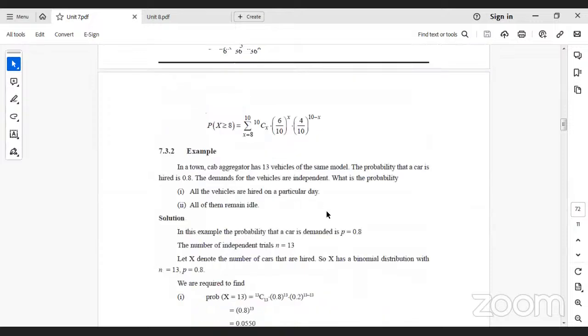Another example. In a town, a cab aggregator has 13 vehicles of the same model. The probability that a car is hired is 0.8. The demands for the vehicles are independent. What is the probability that all the vehicles are hired on a particular day? All of them remain hired.